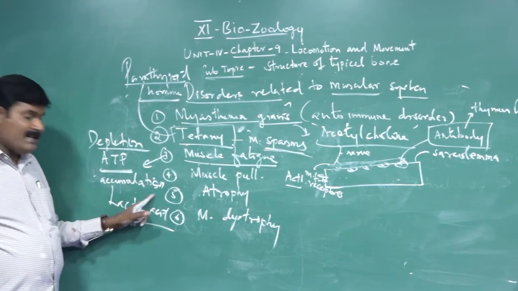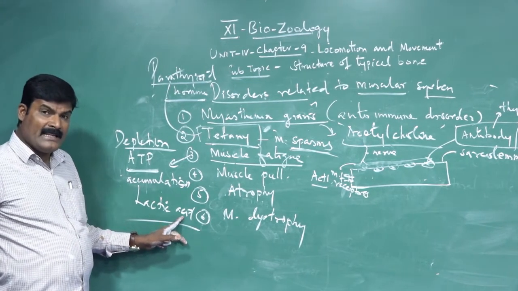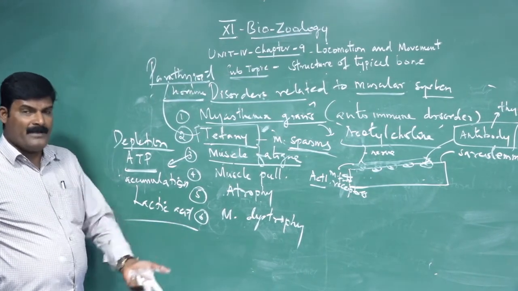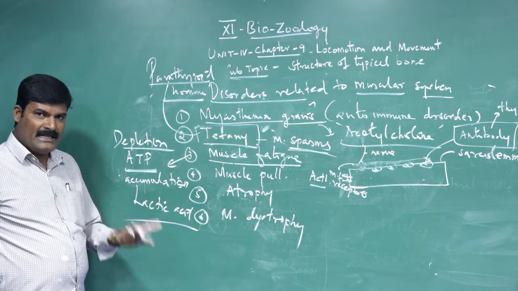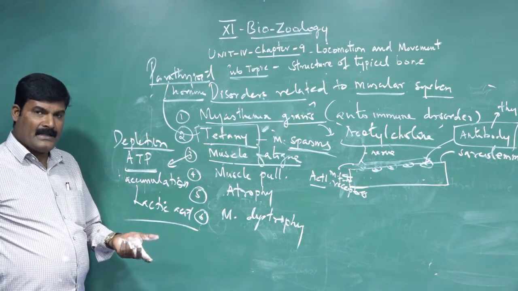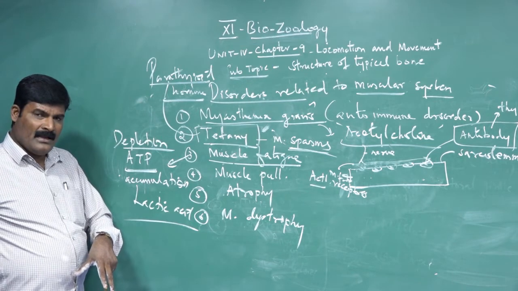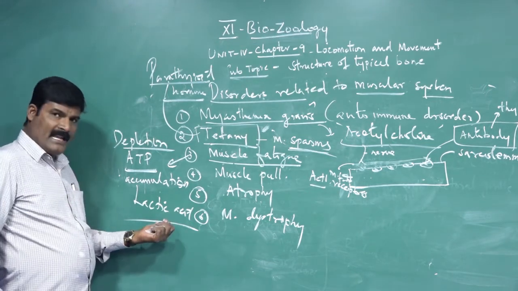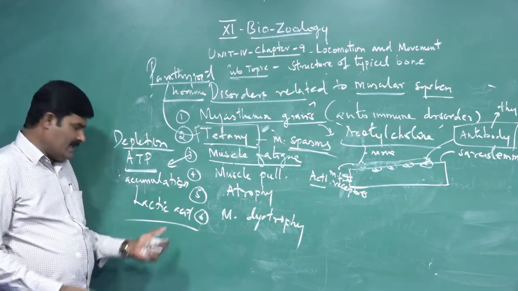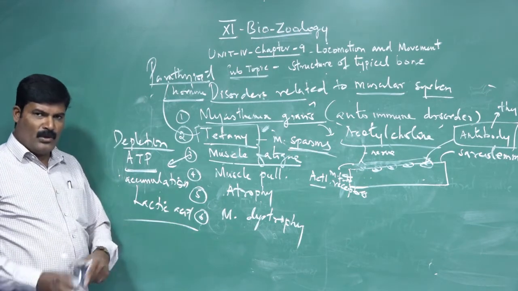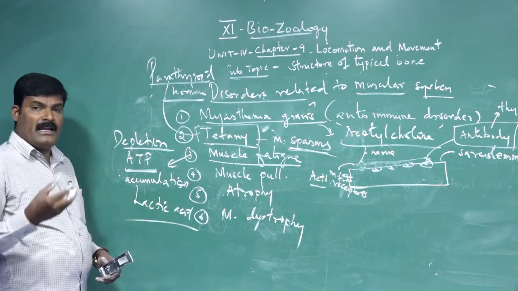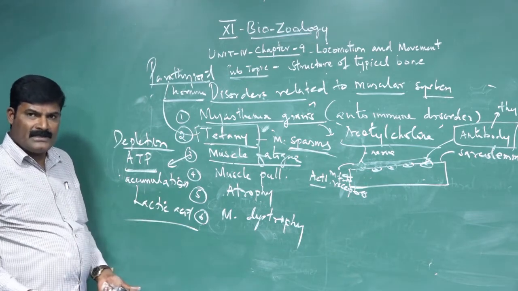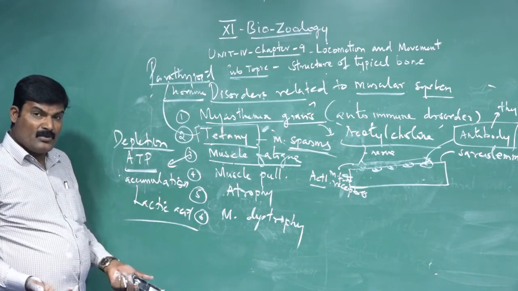You know what is the role of lactic acid? Lactic acid is one of the products of the anaerobic respiration process. So in the absence of oxygen, the glucose is converted into lactic acid, or breakdown of the glucose leads to lactic acid. When does it occur? When the demand for oxygen to the muscles is not met.